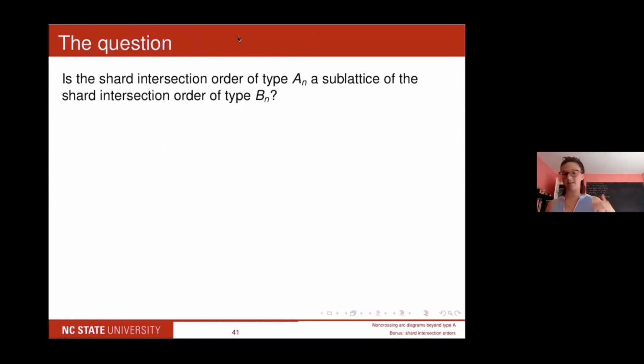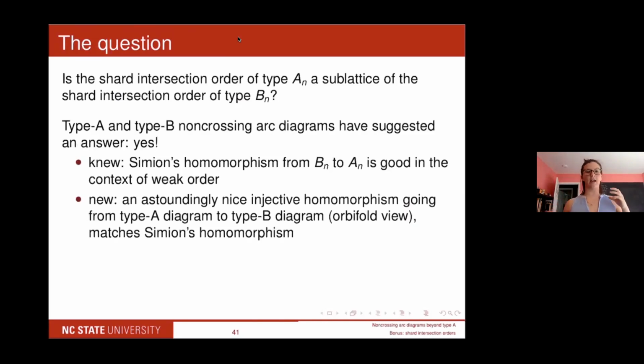And the question that I was given by Nathan a year ago, I guess, is: is the shard intersection order of type A a sublattice of the shard intersection order of type B, for A_n and B_n? Because non-crossing arc diagrams are this cute, strong visual tool that encode combinatorics about permutations and signed permutations, I started looking at those, and they suggest this answer, which is yes.